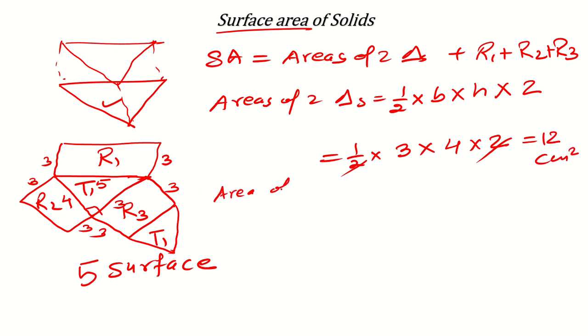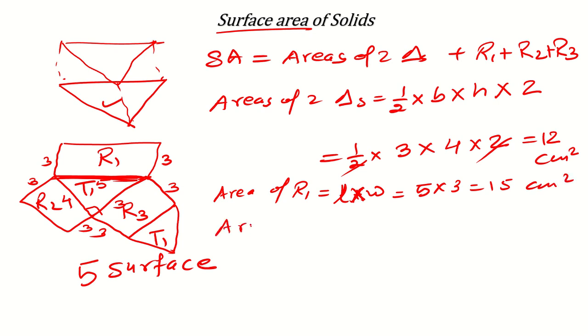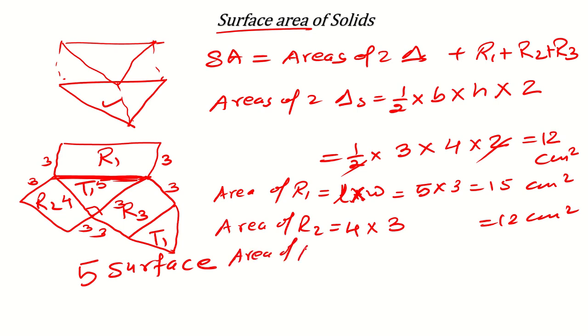Now the area of rectangle R1. What is the formula for the area of a rectangle? Length multiplied by width. So this is equal to, length is what? This is 5. So 5 multiplied by 3 means 15 centimeter square. Then the area of rectangle R2 is equal to what? R2 is this one, so one side is 4, another side is 3. So that is 12 centimeter square. And then the area of rectangle R3: one side is 3, and 3 is the height also. So it is 9 centimeter square.